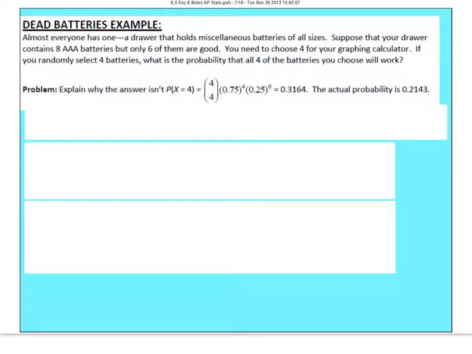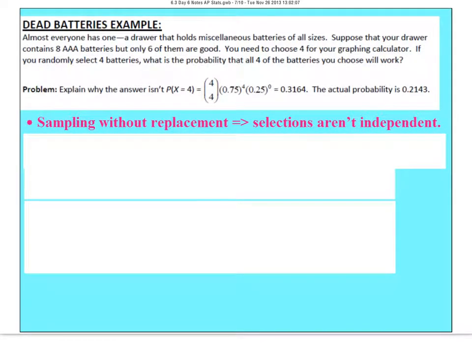Why doesn't this work? Well, we've got an issue. Here they are sampling without replacement, because imagine these batteries are in a drawer. You pick out the first battery, you're not going to put it back in there. You're going to keep drawing. You've done it without replacement, so you want to be really cognizant of that. The selections aren't independent.